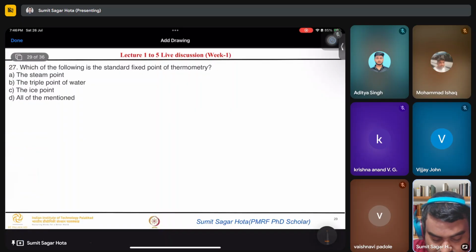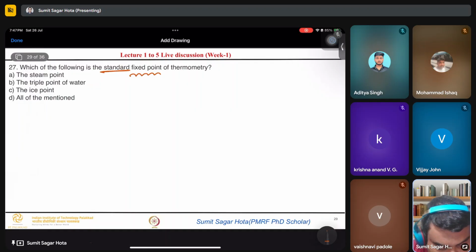Let's go to the next question. Which of the following is the standard fixed point of thermometry? This is a very good question, and this reveals the most important parameter in a fluid mechanics phenomenon. First they are telling standard; standard means in general a kind of system. Fixed point is another hint they are giving. That means it's a kind of point.